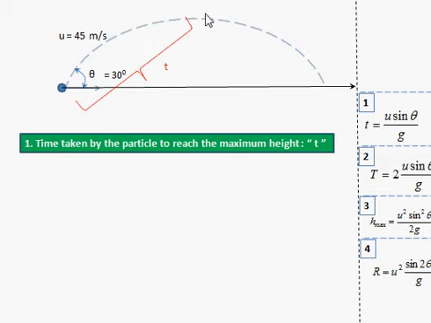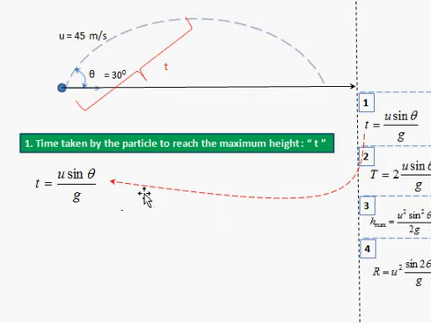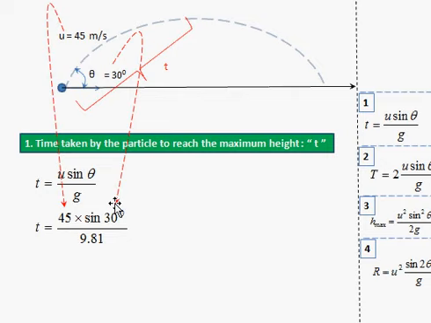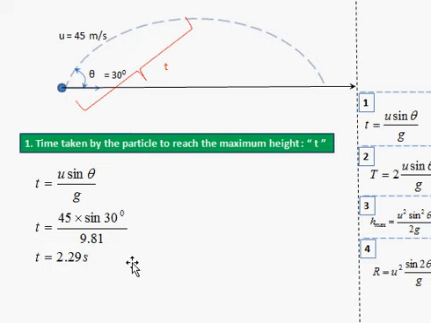The first question is the time taken by the particle to reach the maximum height. We have the given data, that is the initial velocity from the question, and similarly the angle of projection here, and the time taken formula is given here. Let us utilize that, and finally we get the time as 2.29 seconds. That is, the particle takes 2.29 seconds to go from here to reach here.